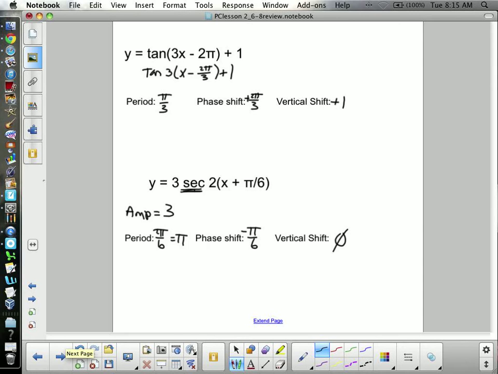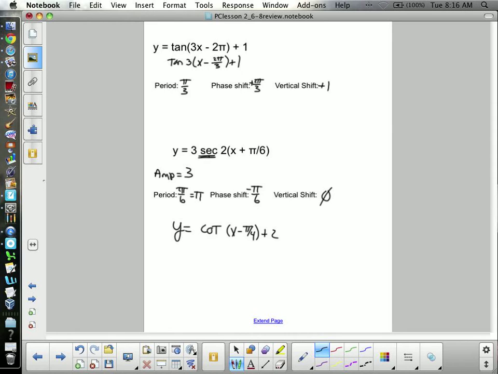Yes? If we have, like, no number in the period spot, do you put a 1? That's 2 pi over 1, yeah. Say, y equals cotangent of x minus pi over 4 plus 2.